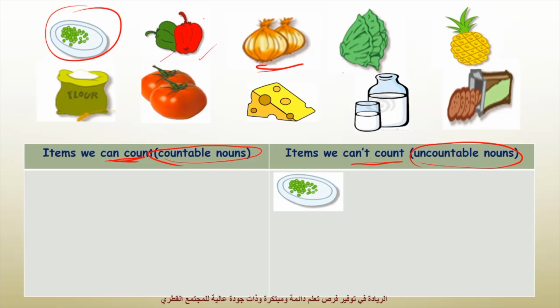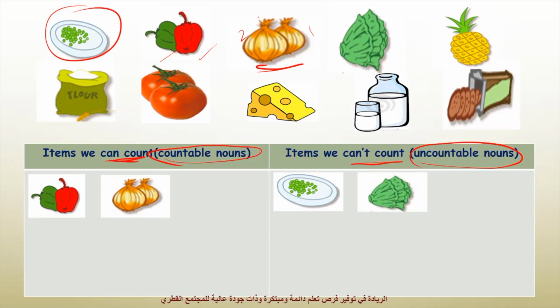What about number 2? The peppers. I have 2 peppers, so I can count them, so I will put them in the countable noun category. Number 3, onions. Yes, I have 2 onions, so I put it in the countable noun. Lettuce, I put it under the uncountable nouns. I have only 1 pineapple. Very good. Under the countable noun. What about flour? Yes, uncountable noun.